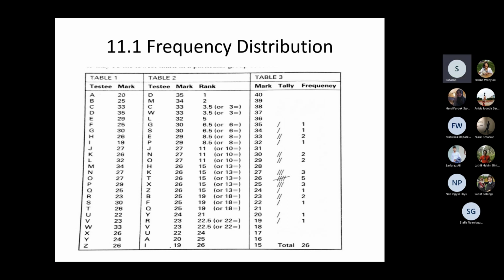And then you have that is table 2, yeah. Table 3, tally or frequency. Like who gets 35 score, so only one. And then who gets 26, the 5 students and so on. That is the first step in your analysis, and then you can go on to the next table.